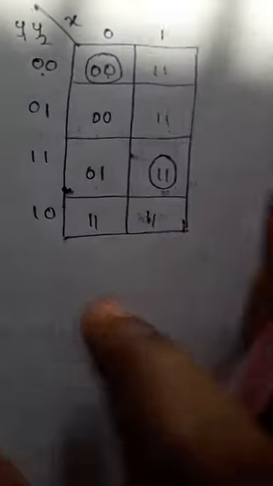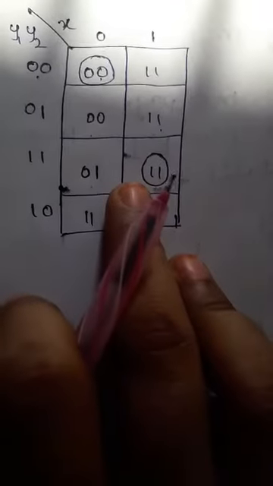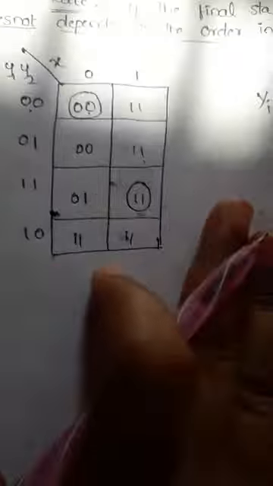After finding the stable states, then we need to go on to check the race condition.